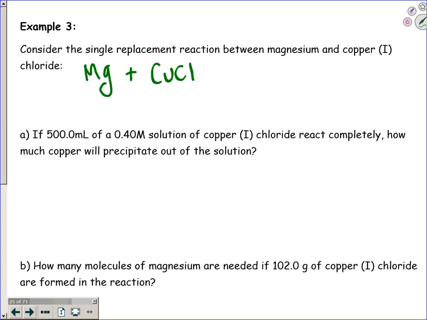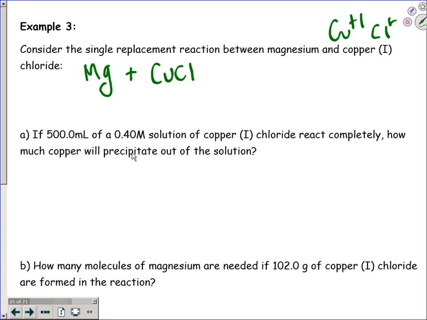Because copper 1 means copper 1 plus, and what's chloride's charge? And you're not just memorizing. I mean, maybe you are at this point, but you have a periodic table in front of you, and no one expects you to memorize the periodic table. Okay? All right, so Emily, it is a single replacement reaction, right?